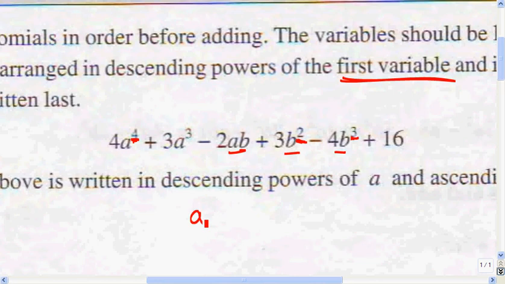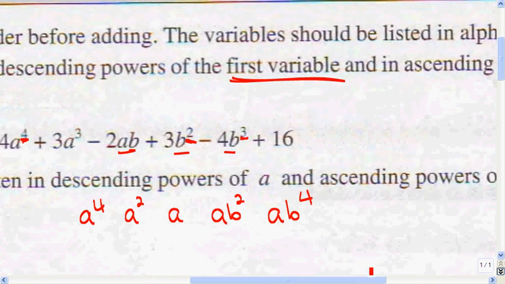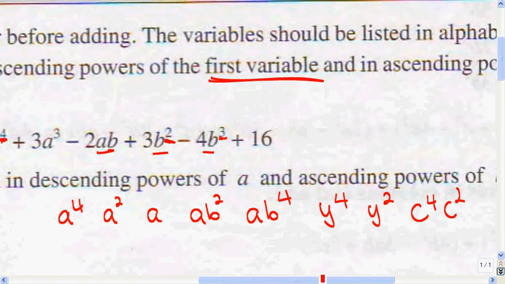So if I would have a to the fourth, a to the second, and then ab to the second, ab to the fourth, y to the fourth, y to the second, c to the fourth, c to the second. Okay, so we're going to first put them in alphabetical order. So we're going to look at all the a's first, right? These a's, I already automatically put them in alphabetical order. So we got a fourth plus a squared plus a.